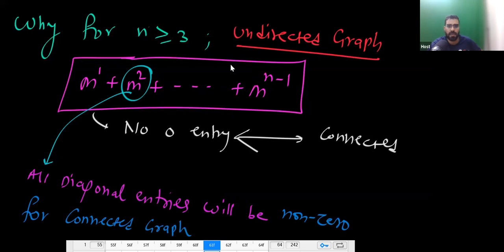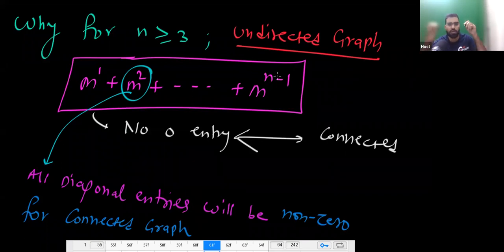Yes or no? So in this M power 2, yes, that is degree. Yes, very good. That will be basically degree for when you have no self loop. If you have no self loop, then it will tell you degree. Correct? Himanshu, do you remember? If you have no self loop, then it will give you degree.